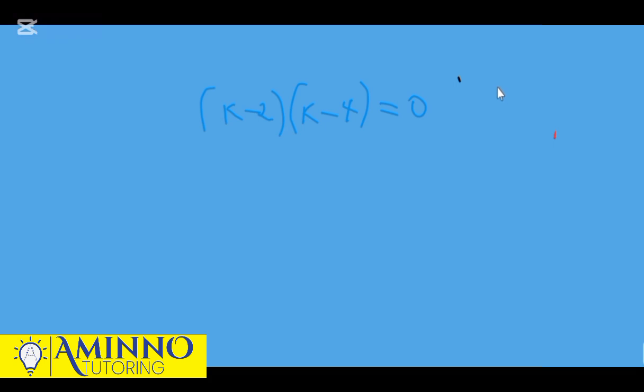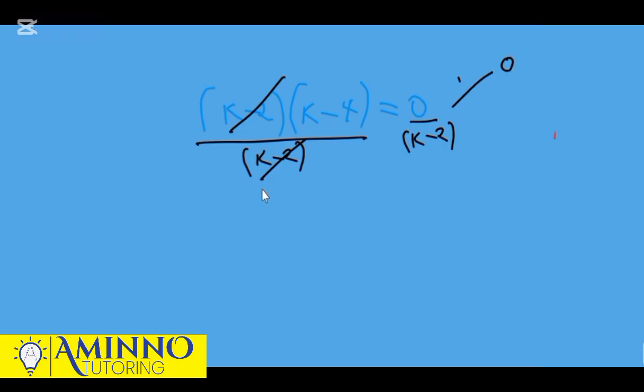But you know, in quadratic equation, you must get two solutions. Now, to get your first k, let's divide here by k minus 2. Now, this will cancel this, and this will still give you what? 0. So what you have is k minus 4 equals to 0. So your k is equals to 4. This is your first k.